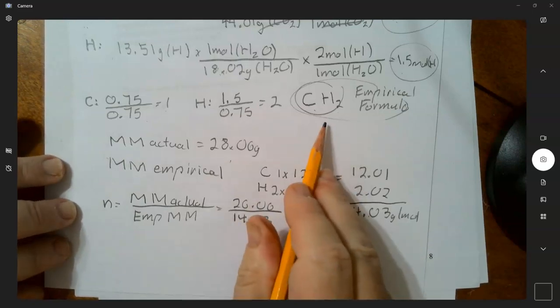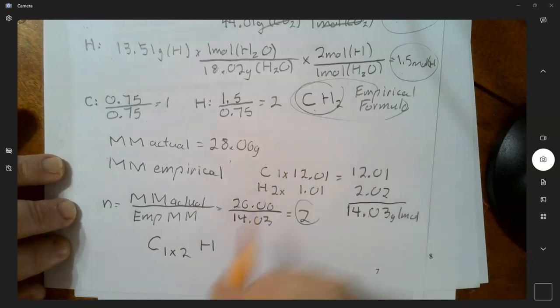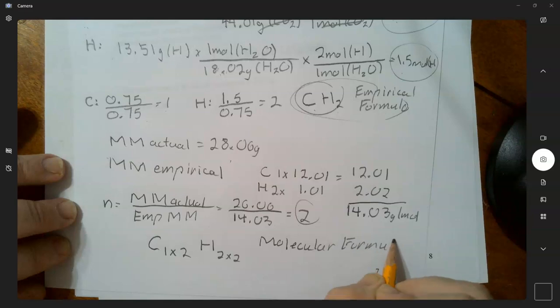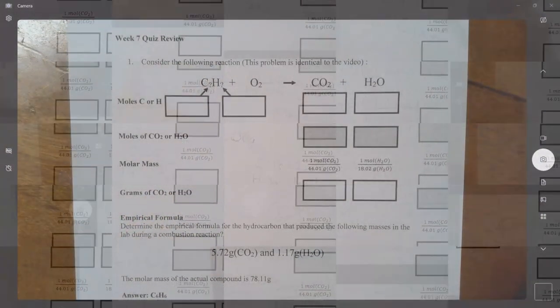So now you take the empirical formula, and the C is a 1 times the scaling factor 2. H is 2 times the scaling factor 2. And that gives you an actual molecular formula of C2H4. And that's your final answer. Okay, now we're on to the last problem. It's going to be done exactly the same way as the previous problem, and you have the answer there to check yourself.